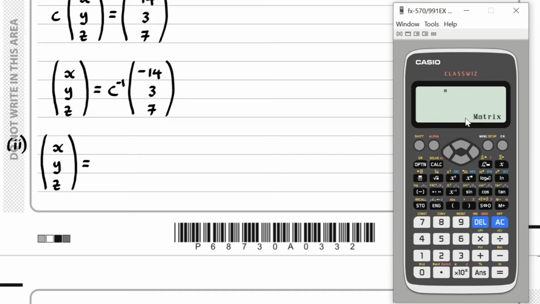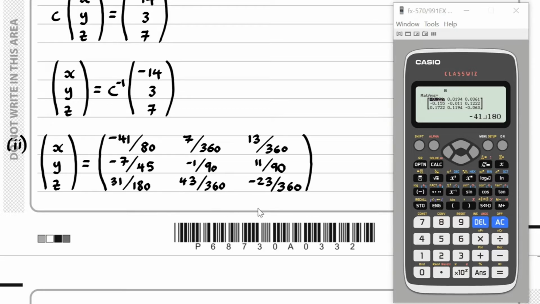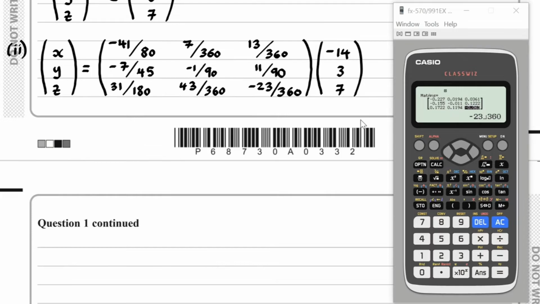And so now that we've got matrix D, let's calculate the inverse of C. Here is the inverse of the matrix C. And what we are doing is we are multiplying this by minus 14, 3, 7.